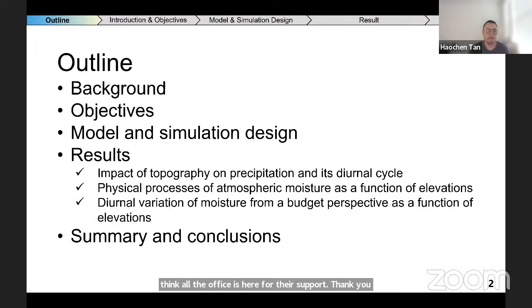So my presentation will have these contents. I will begin with the background from literature and motivation of the study, then objectives. I will spend some time on the methods and the theory, results, and summarize my results.